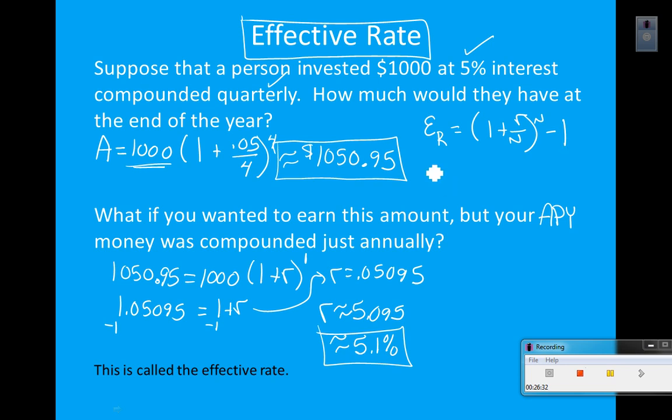So for this problem, I don't need to know the 1,000 and the 1,050. The effective rate would just be 1 plus 0.05 divided by 4 for quarterly, raised to the 4th power. And if you run that through your calculator, you'll get about 5.1%. That's the effective rate. I've got an easy one coming up for you here.